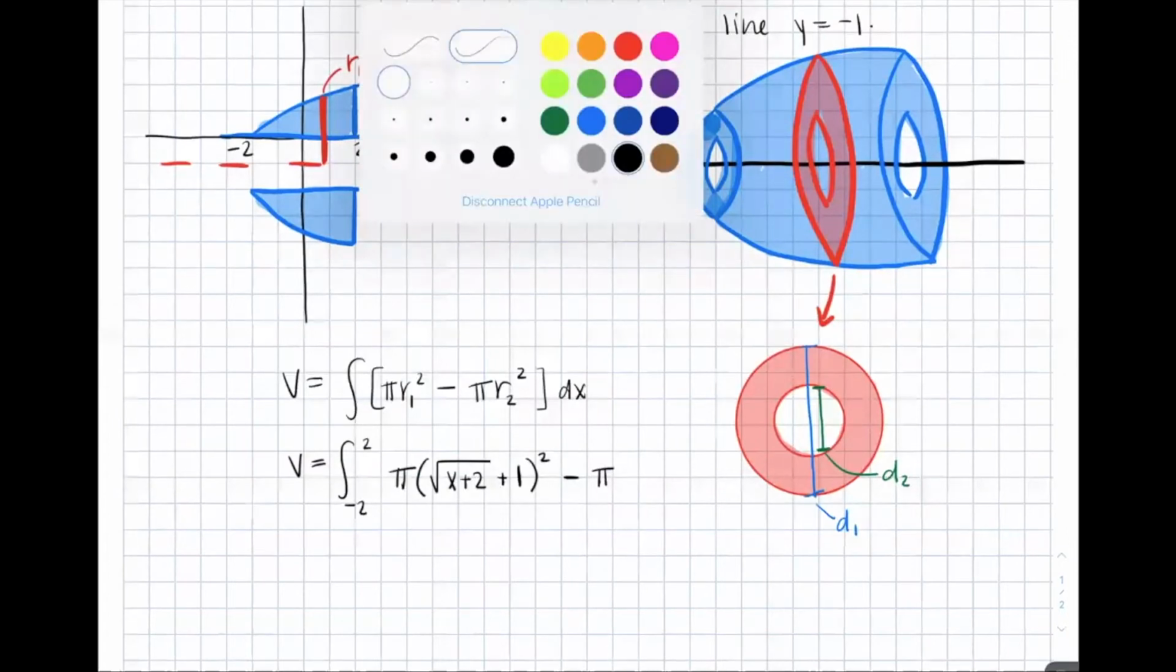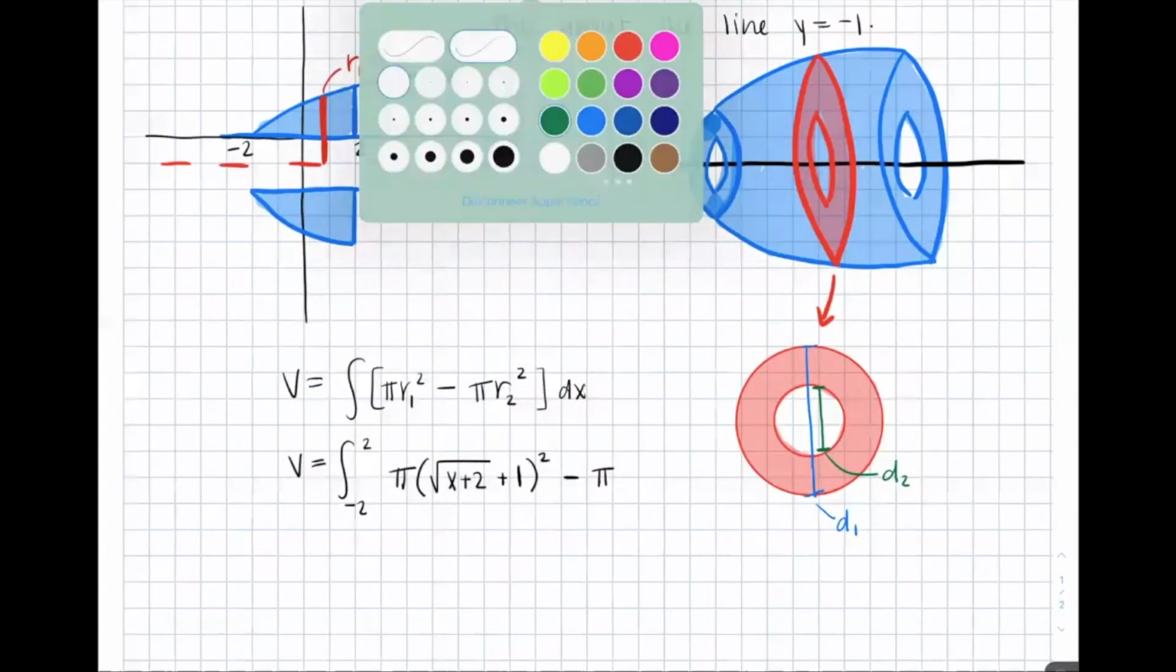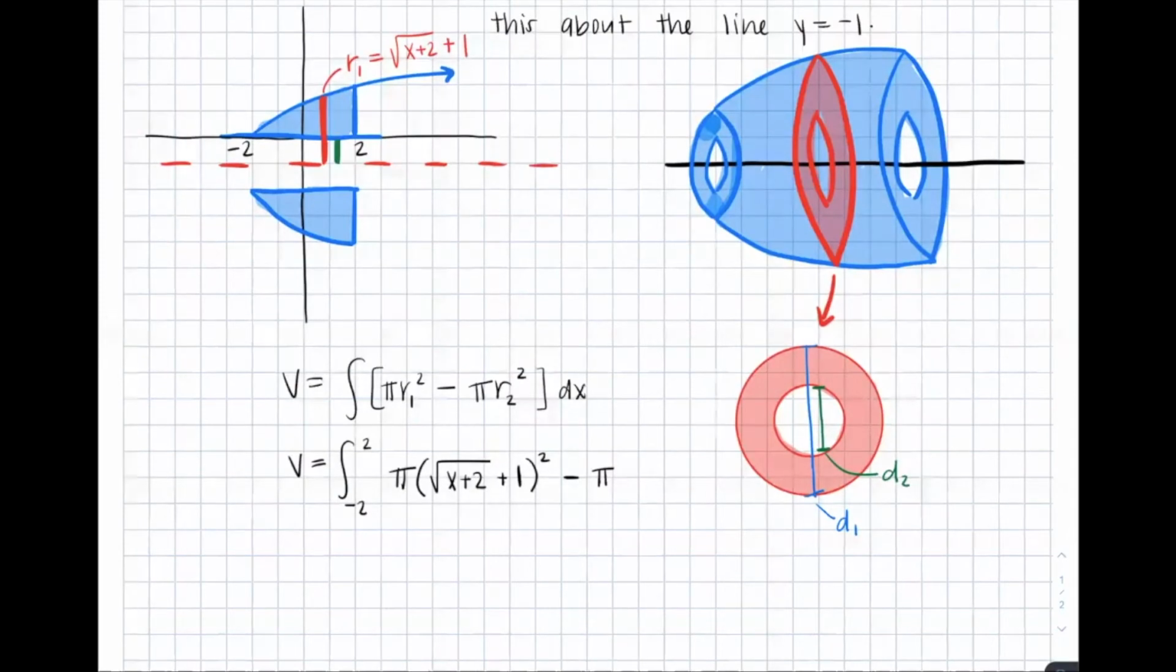Now the inner circle, the second radius, is just given by this empty space. If you look over here, this green part is just the empty circle, which in 2D is just the space between the x-axis and the line y equals -1. So what's the radius given there? R2 equals what? It's just 1 in this case. And so here you have pi times 1 squared, and then you integrate all of that with respect to x.